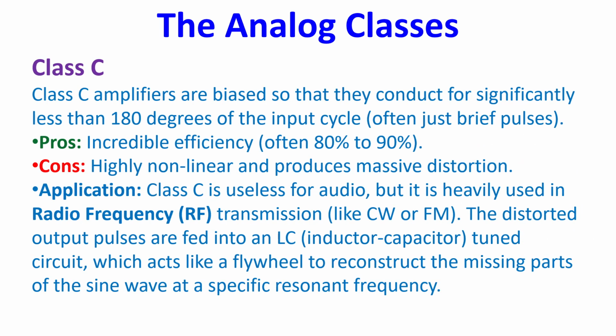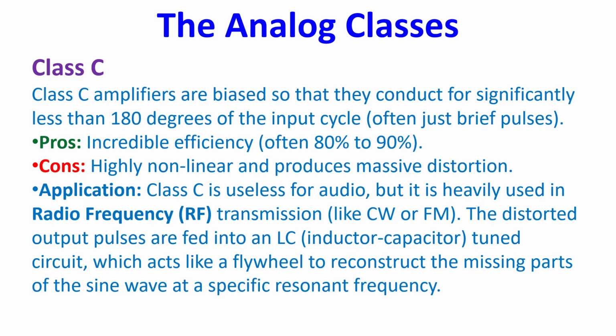Class C amplifiers are biased so that they conduct for significantly less than 180 degrees of the input cycle, often just brief pulses. Advantage: incredible efficiency, often 80 to 90%. Disadvantage: highly nonlinear and produces massive distortion.